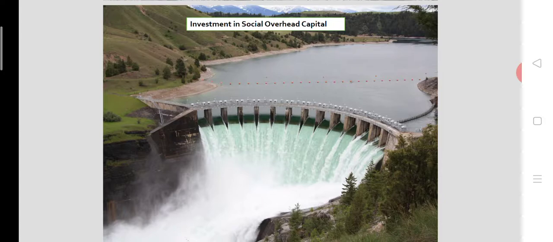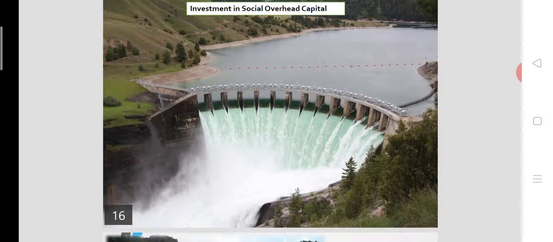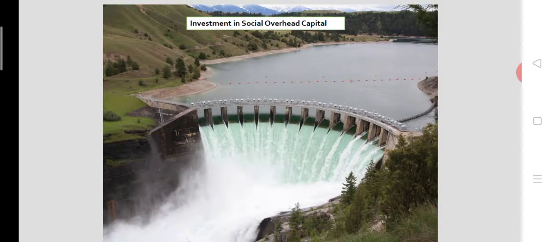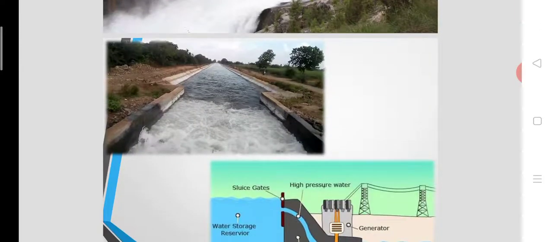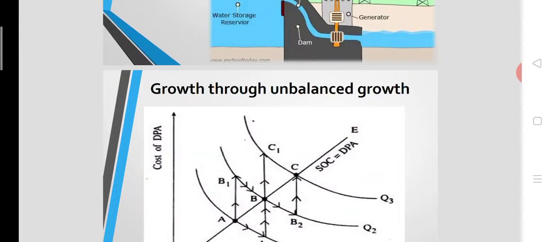significant infrastructure. This is a dam. When investment in a dam is made, agriculture will be promoted when irrigation is smoothened, and power generation will also be stimulated when the water is used for the generation of hydroelectricity.